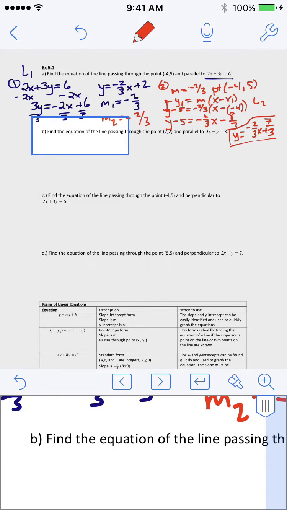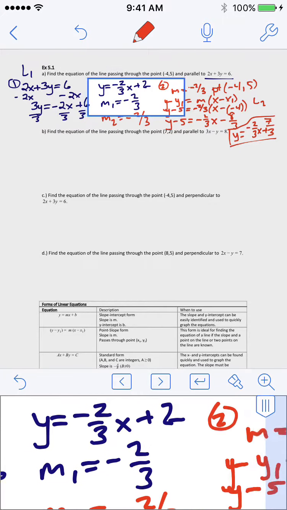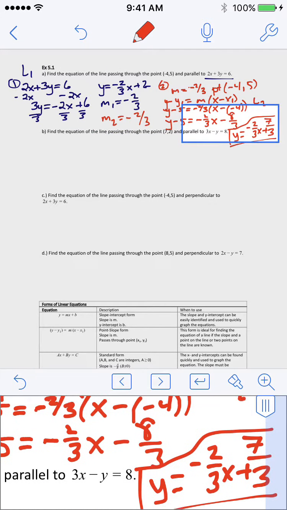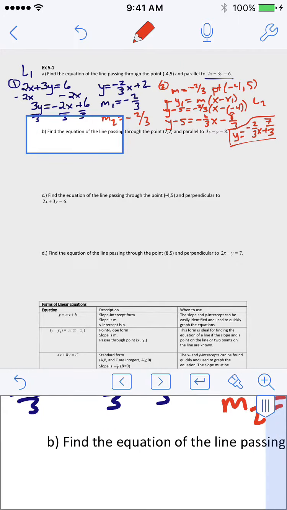All right. This next problem right here, problem B, is extremely similar. In fact, I believe the only things that are different are the points and the equation. So I would like you to try it first. Go ahead and pause this video right now, and I want you to try it on your own. You're going to take line 1, find that slope, find the same slope, and then find a new equation. All right, go ahead and try that now.